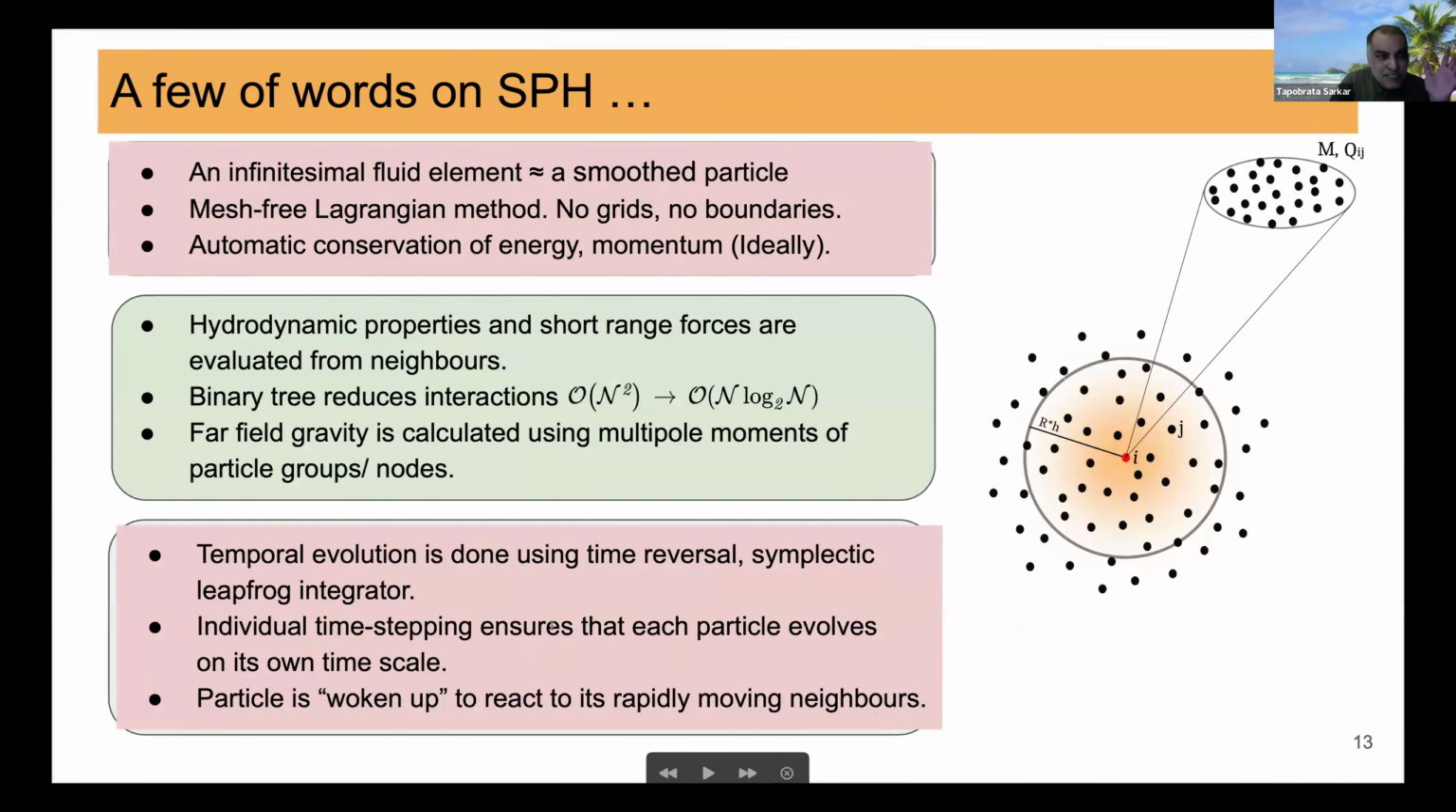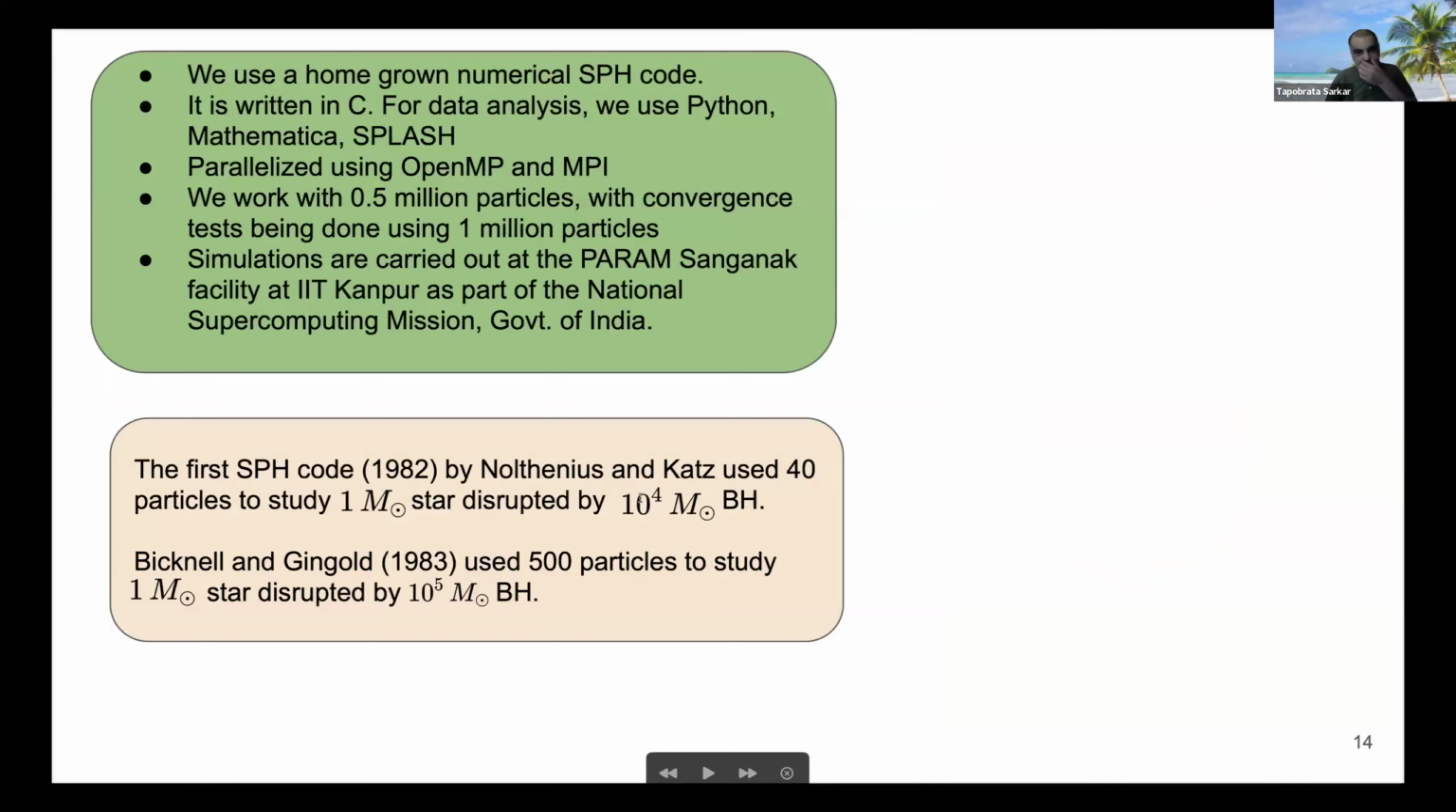So what we do, just to be very brief about this, is we take an infinitesimal fluid element and approximate it by a particle. This is a Lagrangian method. There are no grids, no boundaries. Conservation of energy and momentum are automatic. Hydrodynamic properties are evaluated from neighbors. There is a binary tree, and far-field gravity is calculated using multipole moments of particle groups. Temporal evolution is done using time reversibility, with a symplectic leapfrog integrator. Individual time stepping ensures that each particle evolves on its own time scale, and so on. And this is what we use.